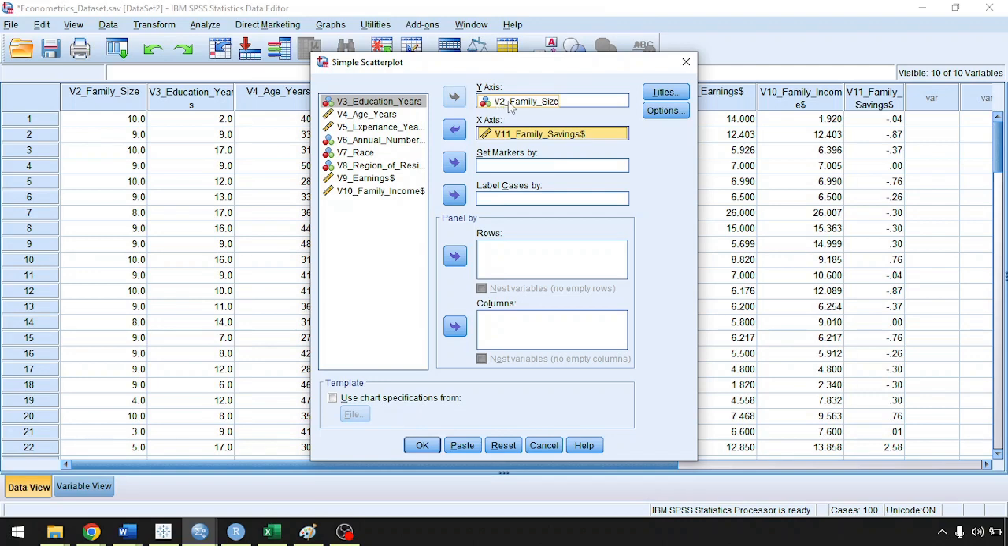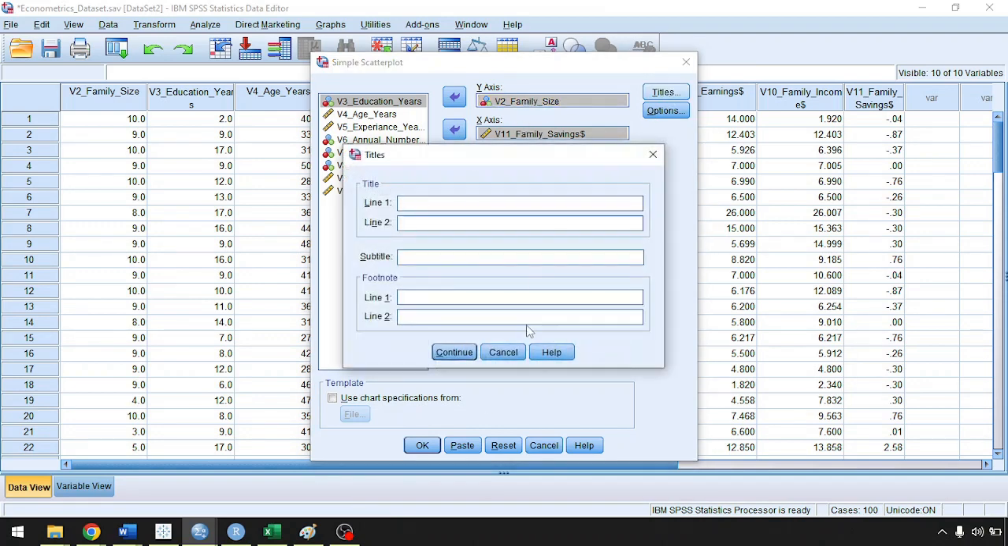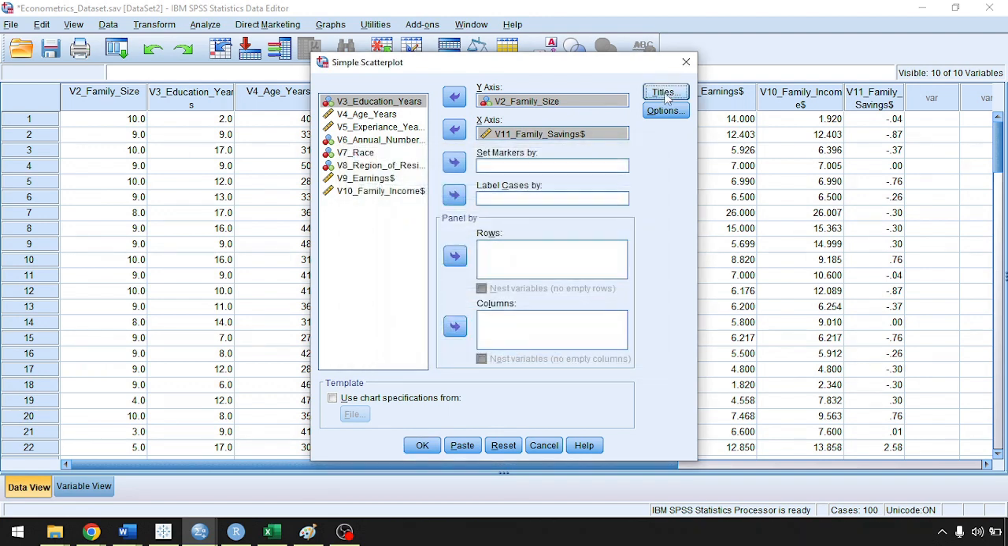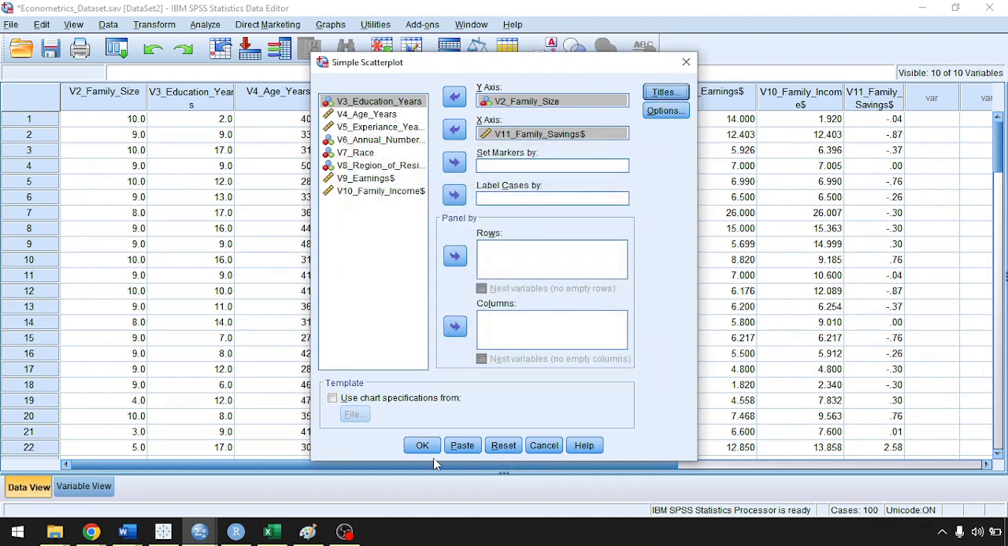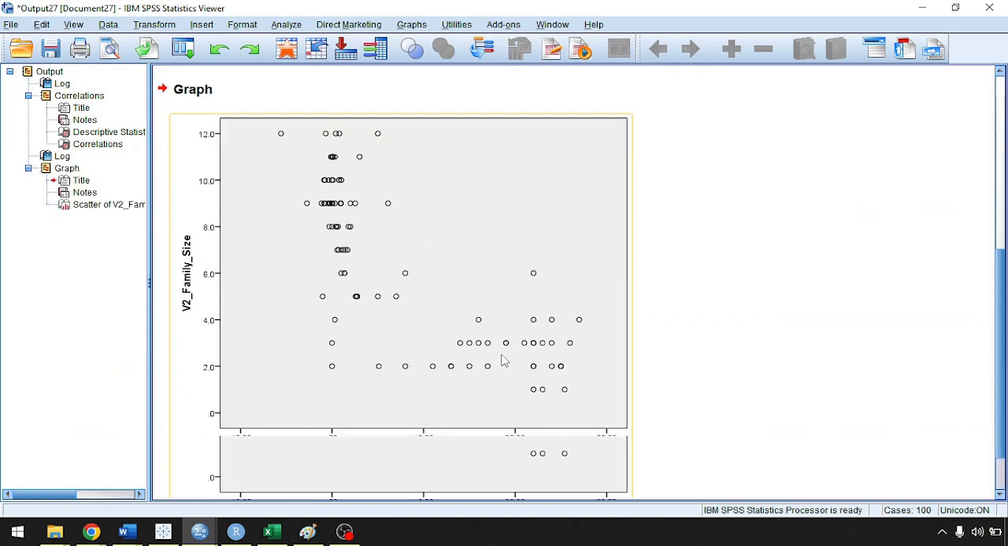In this case, the family size will go to the y-axis or x-axis, it doesn't really matter. So put both variables that you're testing on the y and x axis. You don't have to put titles. I won't put titles in this video to save time, but you can play around with the titles or any specifications you want to add. Simply click on OK, and you're going to see the chart here.